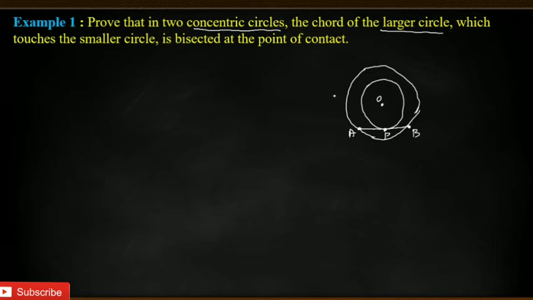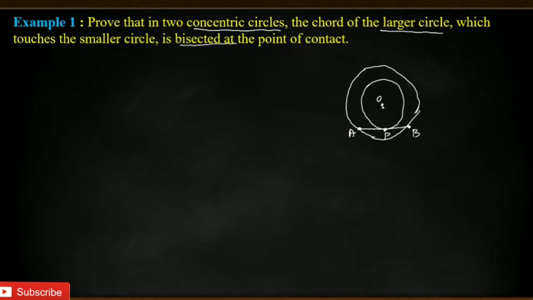Okay, children. Now you see, the chord is bisected at the point of contact. Bisect means it divides equally. So we have to say AP is equal to PB. These two lengths are equal. Like that we need to prove. That is the concept. Okay, right.